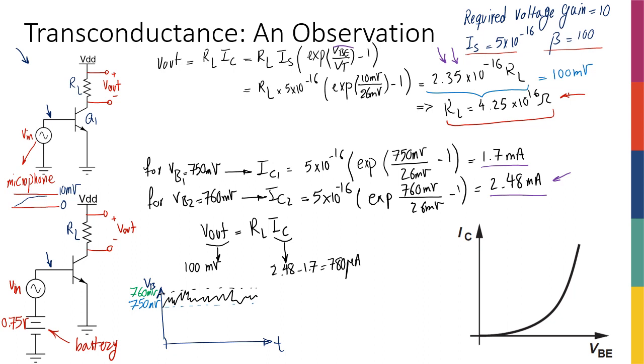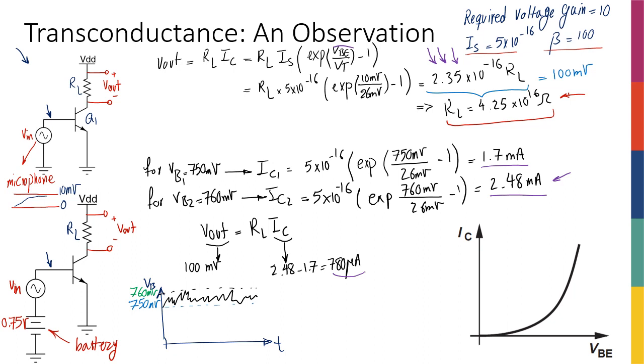And to just put this into perspective, in the circuit on the top, when my input changed by 10 millivolts, my current, the IC, changed only by 2.35 times 10 to the negative 16, right? Here, my IC is changing by 780 microamp, right? Now, how much RL do I want to get the V out of 100 millivolts?